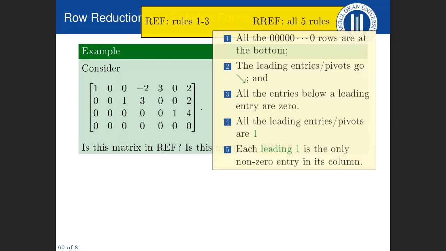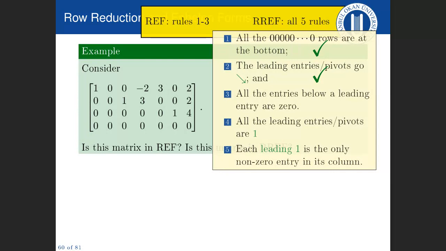Again, let's bring up the 5 rules. Rule number 1, all of the 0 rows are at the bottom. Yes. Rule number 2, the leading entries go diagonally downwards and to the right. This is a leading entry or a pivot, this is a leading entry or a pivot, and this is a leading entry or a pivot. They're going downwards and to the right. So we have this echelon formation. So rule number 2 is satisfied, and we look at rule number 3.